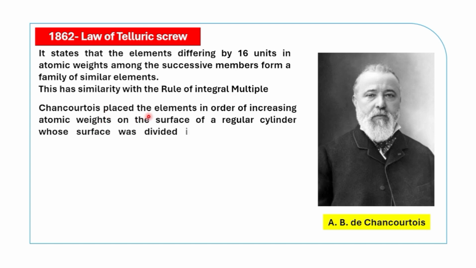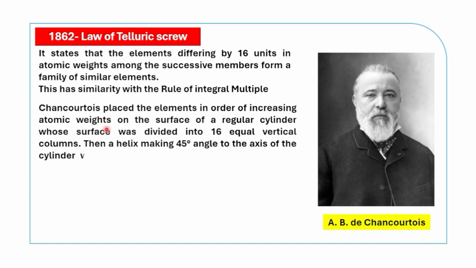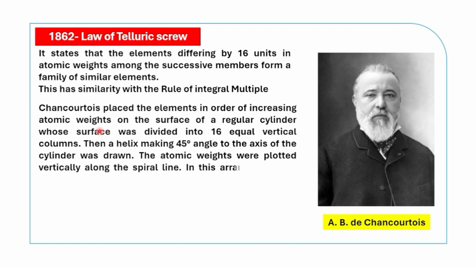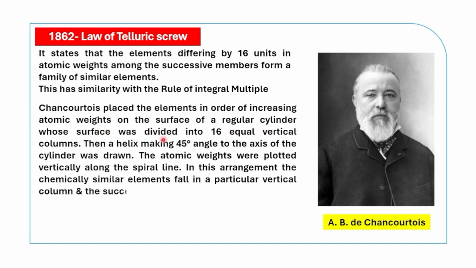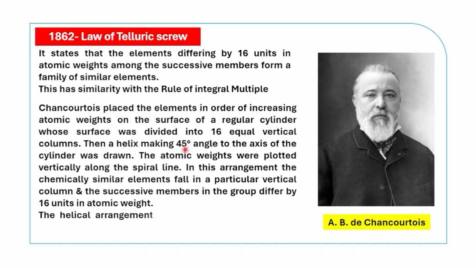De Chancourtois placed the elements in order of increasing atomic weights on the surface of a regular cylinder whose surface was divided into 16 equal vertical columns. Then a helix making a 45-degree angle to the axis of the cylinder was drawn. The atomic weights were plotted along the spiral line. In this arrangement, chemically similar elements fall in a particular vertical column, and the successive members in the group differ by 16 units in atomic weight. The helical arrangement looks like a screw. That's why it is referred to as the law of telluric screw.